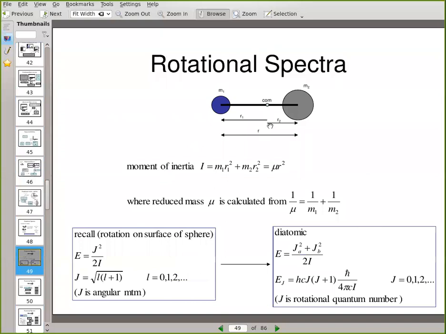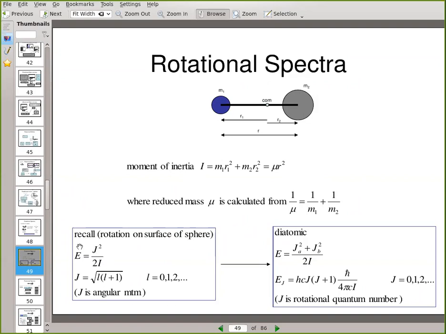Okay, so I'd like to just draw your attention to certain aspects of rotational spectra. Firstly, the reduced mass comes into play again. If you're trying to work with the moment of inertia of the one atom about the center of mass, and the other atom about the center of mass, it works out that the total moment of inertia is simply the reduced mass times r squared. It simplifies things if you use the reduced mass for a diatomic system.